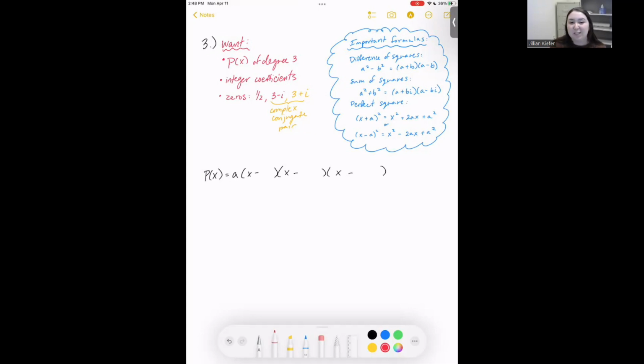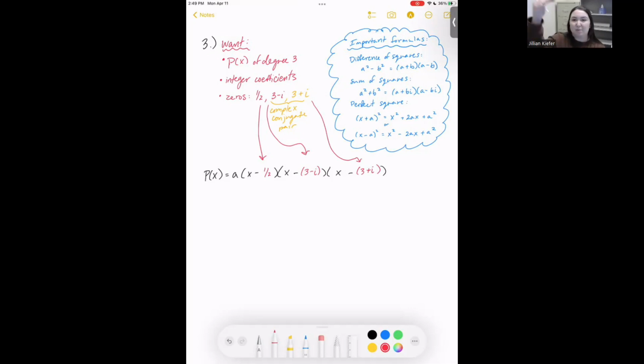So our first 0 is 1/2. So we're going to have x minus 1/2. Then we're going to have x minus (3 minus i). Since 3 minus i is an expression, we want to keep it in parentheses. Then our last one, x minus (3 plus i). So this is going to be the complete factorization of our polynomial.